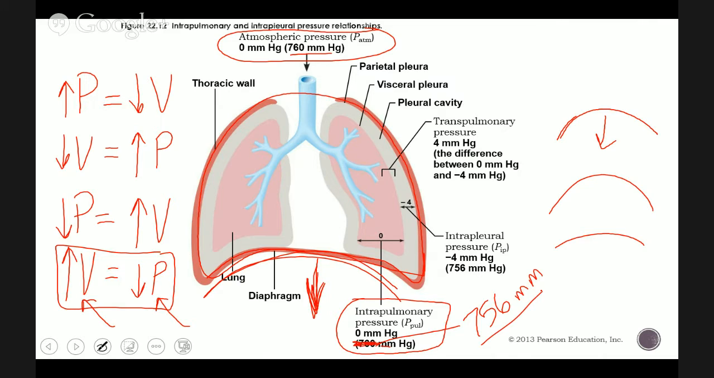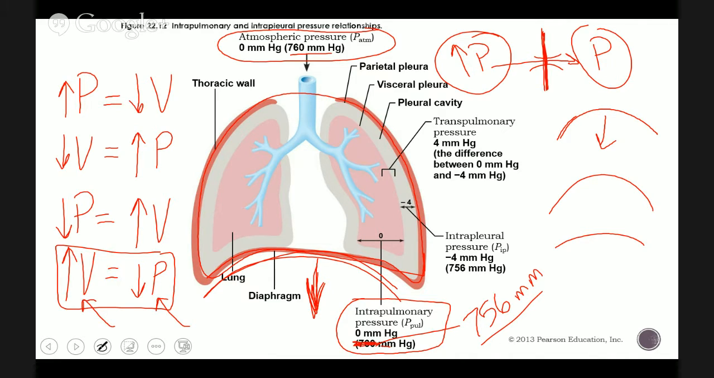So here's what happens. When we have some sort of barrier with a channel through it, and we have a certain pressure here and a certain pressure here, we increase the pressure here, and we have a higher pressure on one side of the membrane than the other, but there's a channel for the air to pass through. Is it going to move from high to low or low to high pressure? High to low. Each and every time.